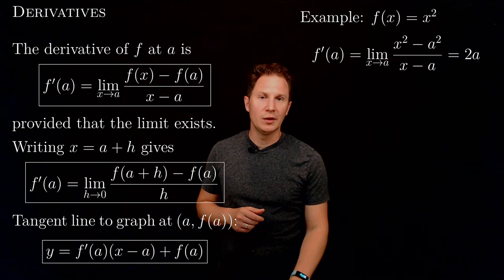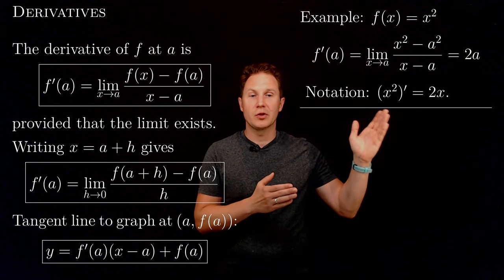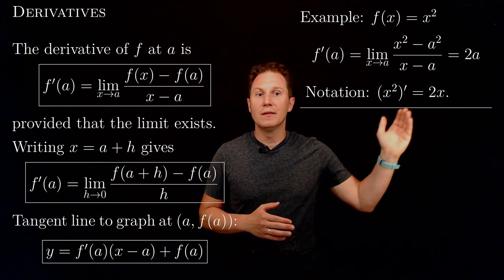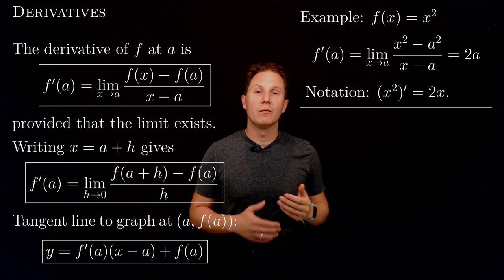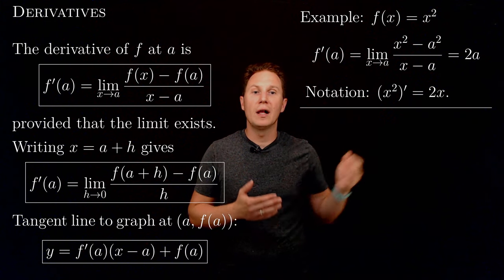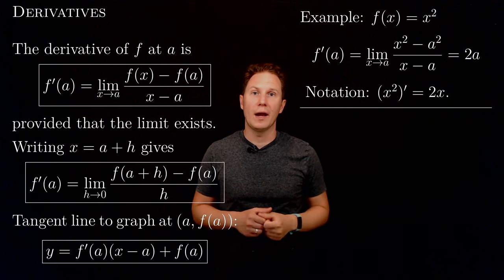One shorthand that we use to denote this: if we want to differentiate the function x squared with respect to x, we get another function 2x, and this derivative function tells us what the slope of the tangent line will be at a certain point. We just need to evaluate it at x equals a to get the derivative at that point being 2a.